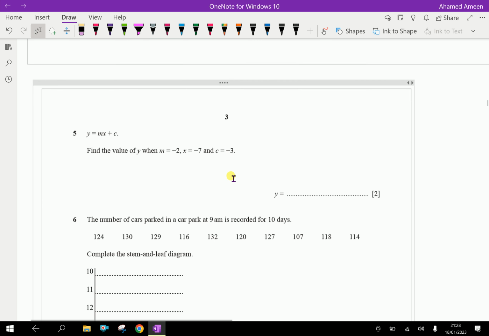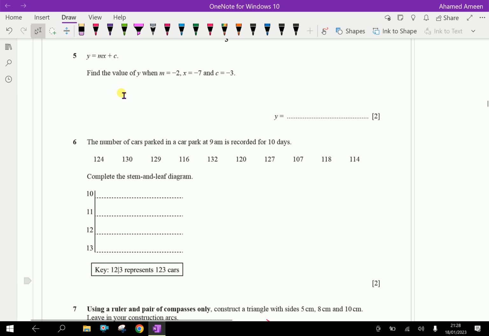Question number 5. Here y equal to mx plus c, find y when m equal to -2, x equal to -7, c equal to -3. Therefore y equals the m value -2 times x which is -7, and -3, which is equal to 14 - 3 = 11, so y equal to 11.